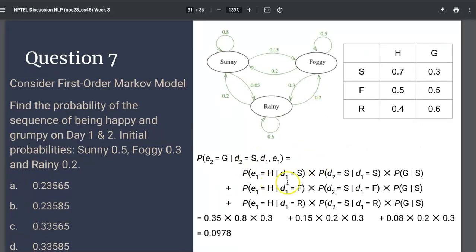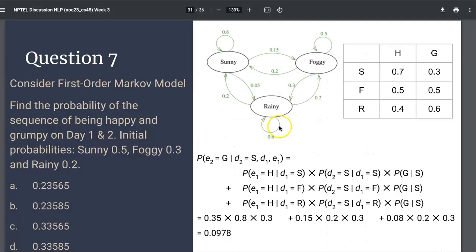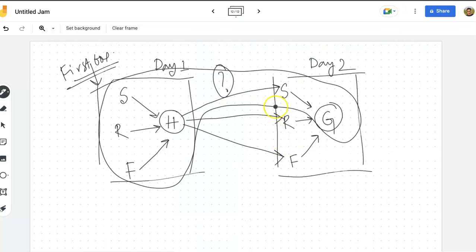Just see. So day 2 I will be grumpy, given, so they are already assuming, given the day 2 will be sunny, and day 1 and emotion 1. So for now they are calculating the box 2.